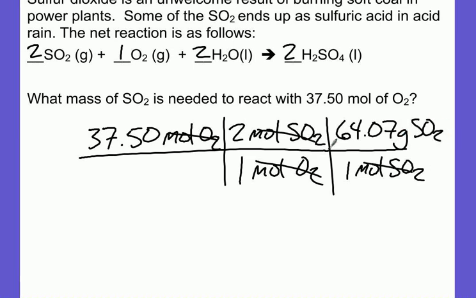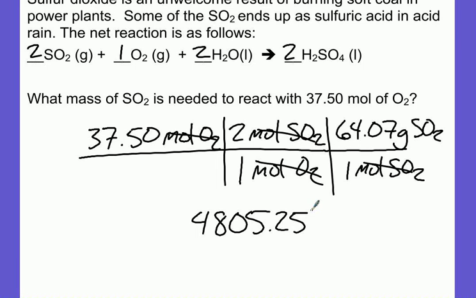So if I set up my work like this, everything cancels appropriately. I'm going to get a mass of sulfur dioxide, so I just have to multiply and divide. 37.5 times 2 times 64.07. Don't have to divide by ones because it doesn't change anything. It's going to give me a mass of, it's really big, 4,800 and 5 and 25 hundredths, right?